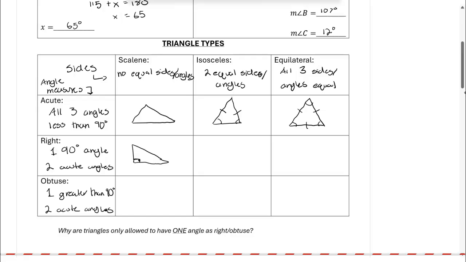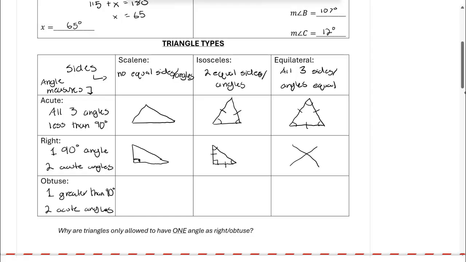So for isosceles right, it's going to look something like this. So there's our right angle. These two sides are congruent, and these two angles are congruent, or equal. Remember, congruent is our term for equal, right? Or the same size / shape. So for equilateral right triangles, these aren't possible, so we're not going to have these.